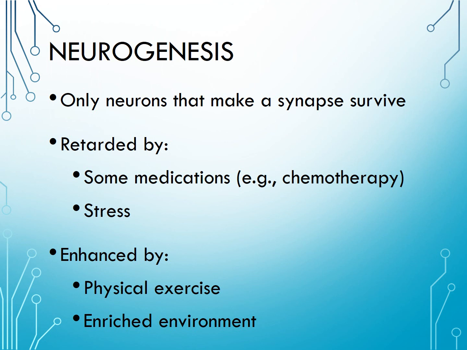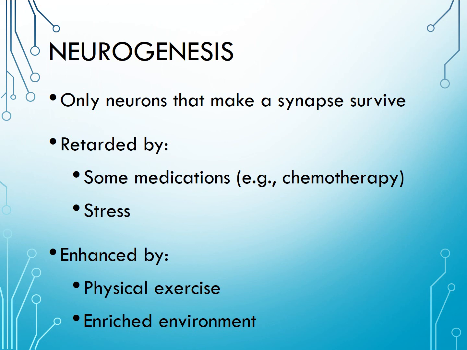Some medications, such as chemotherapy drugs, can interfere with neurogenesis in the hippocampus. And patients who are undergoing chemotherapy will often report memory issues, something known as chemotherapy fog. Chronic intractable stress also retards neurogenesis, particularly in the hippocampal and perihippocampal area, the area surrounding the hippocampus.